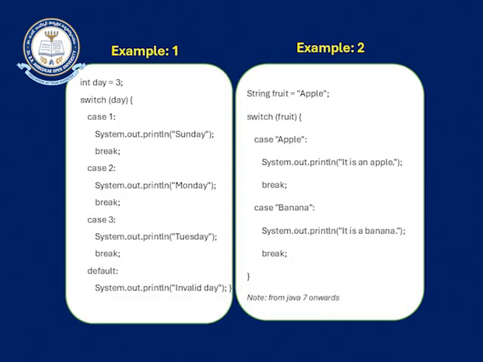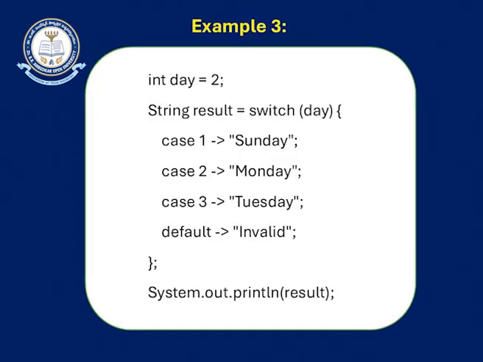So day is 3, the value day is assigned here, and there are a number of cases listed here. Now in this case, day 3 matches with case 3, so this System.out.println Tuesday will execute. Not only with integer and character values, we can also write switch statements with strings, and you can also return the switch statement values. After executing this, you can return this value to a particular variable also. This option is available from Java 14.